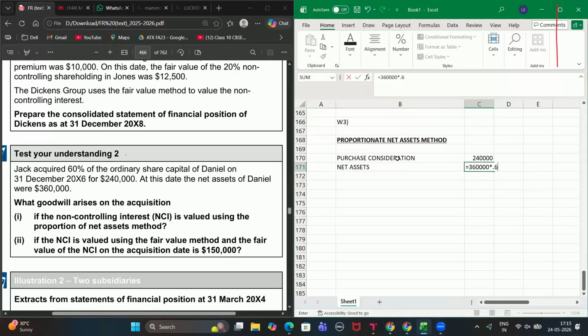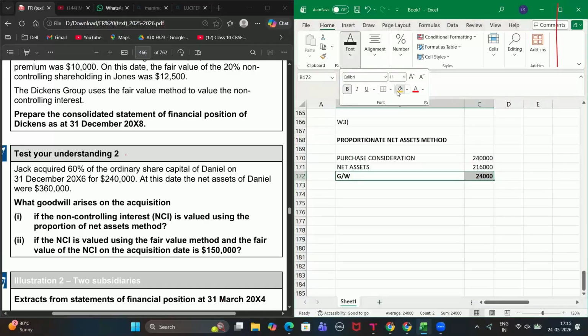Am I clear? Are you guys getting this? We own how much? 60 percent. So, what is the goodwill? It is 24,000.